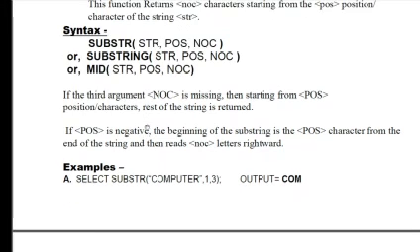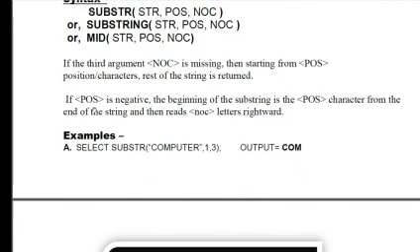Let us take another case. If the position is negative, you are familiar with this from the diagram you have seen. If the position is negative, the beginning of the substring is the specified position character from the end of the string, and then it reads the specified number of characters or letters rightward.